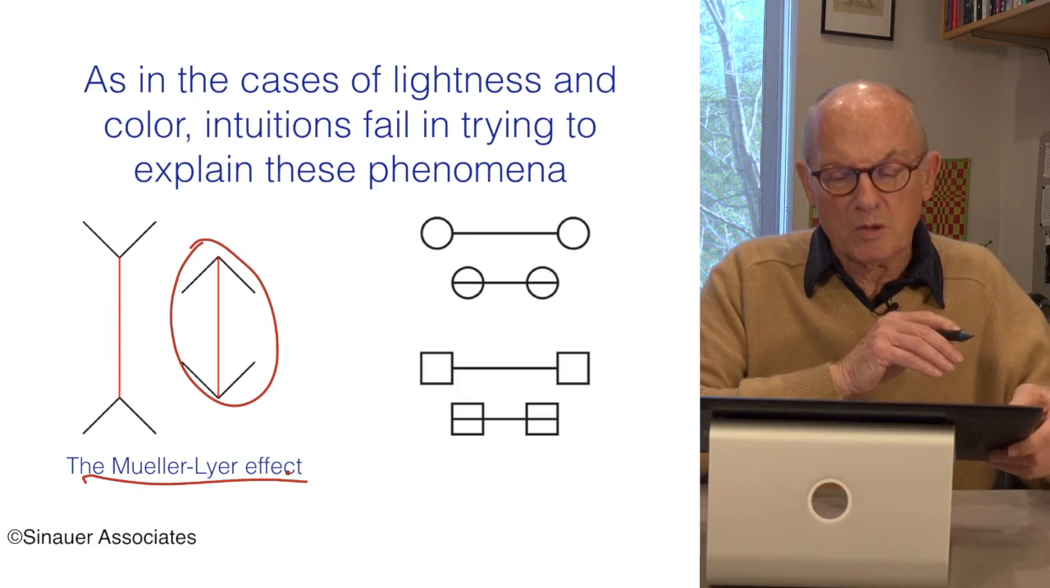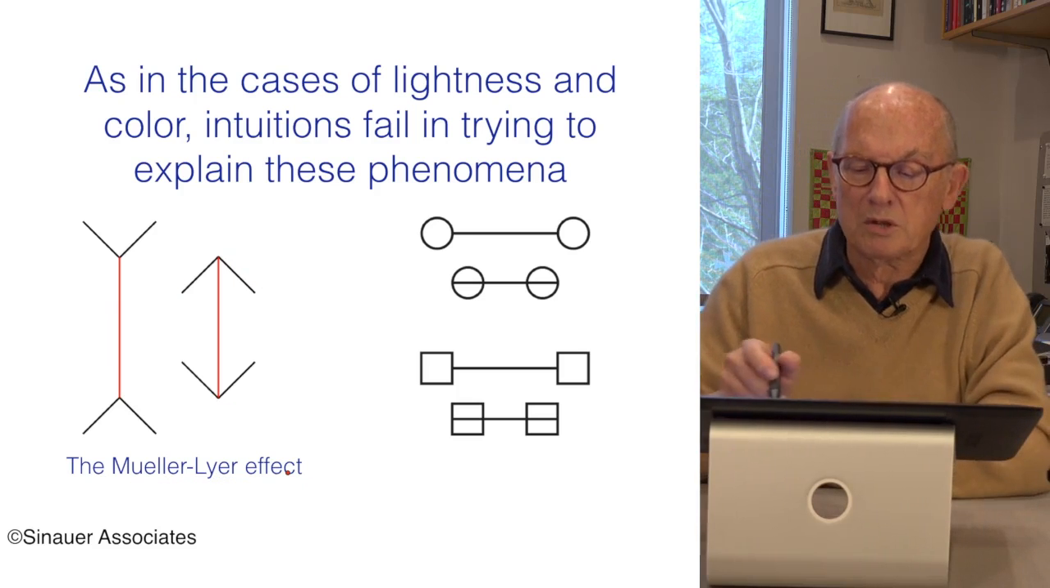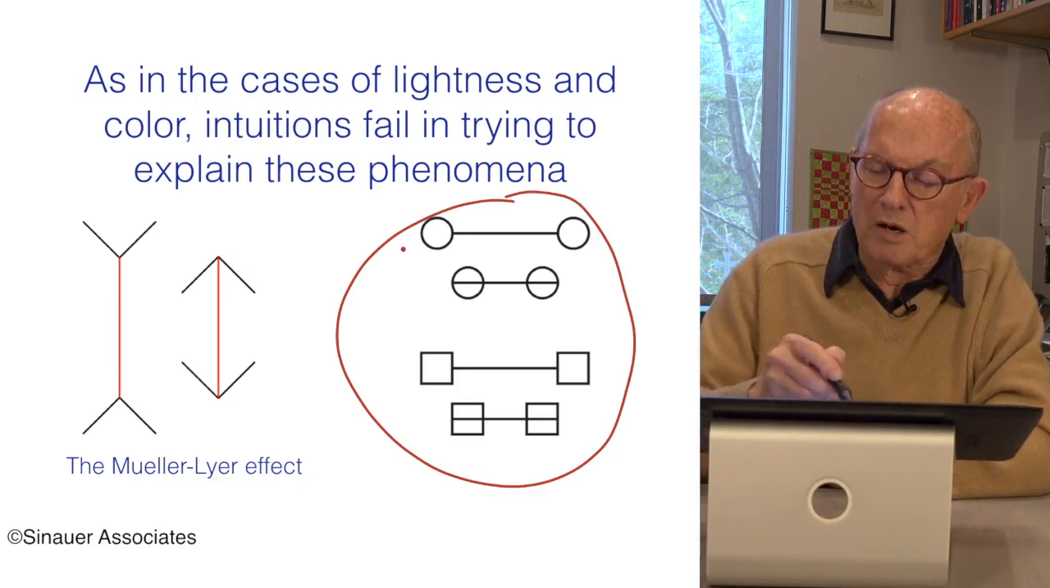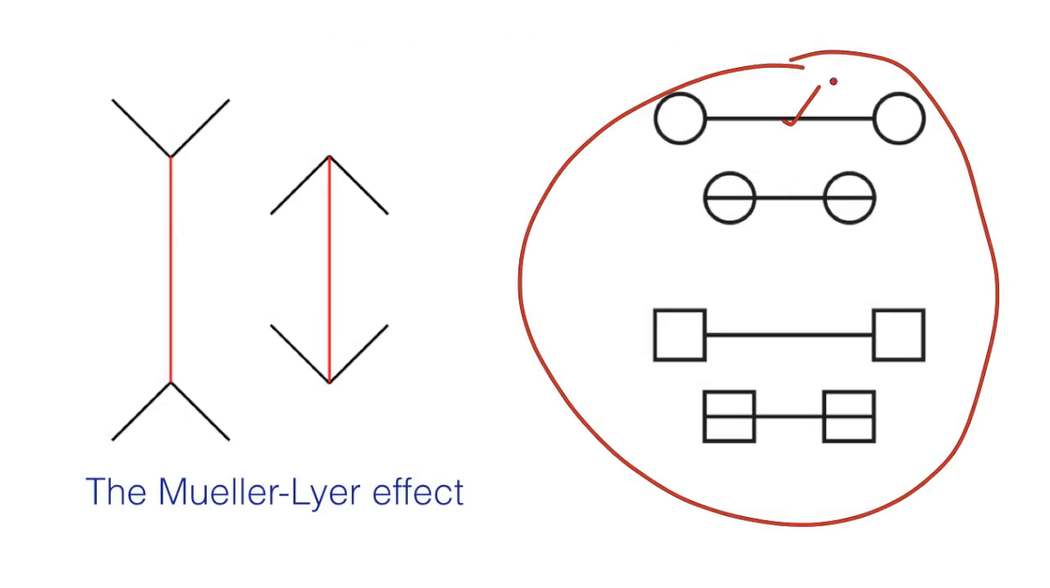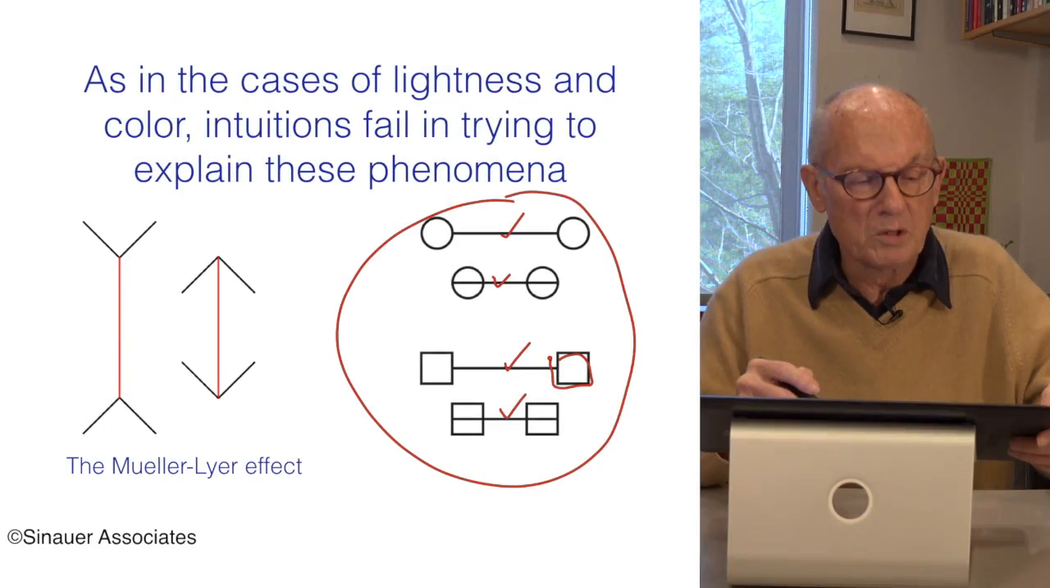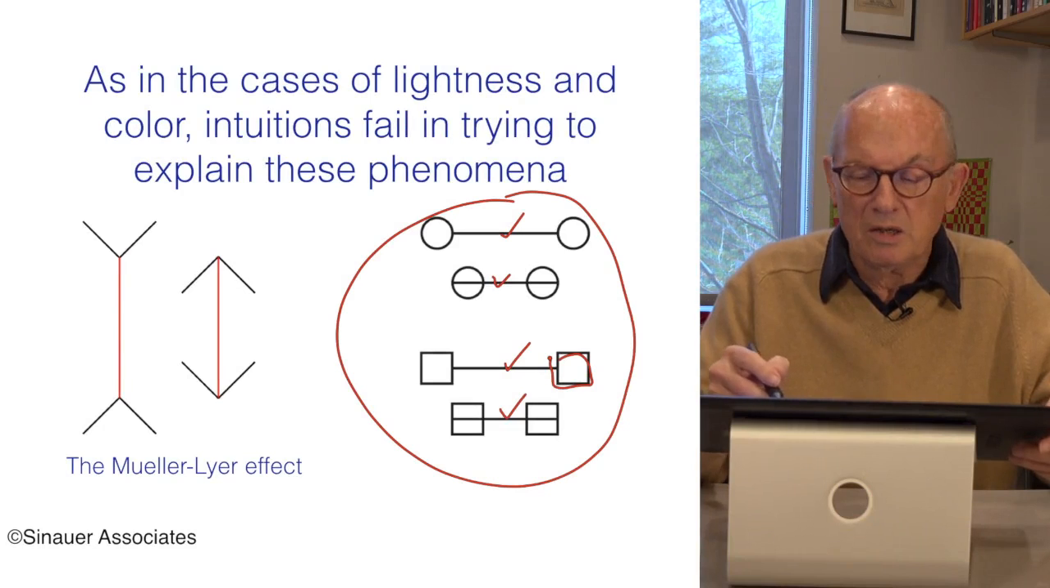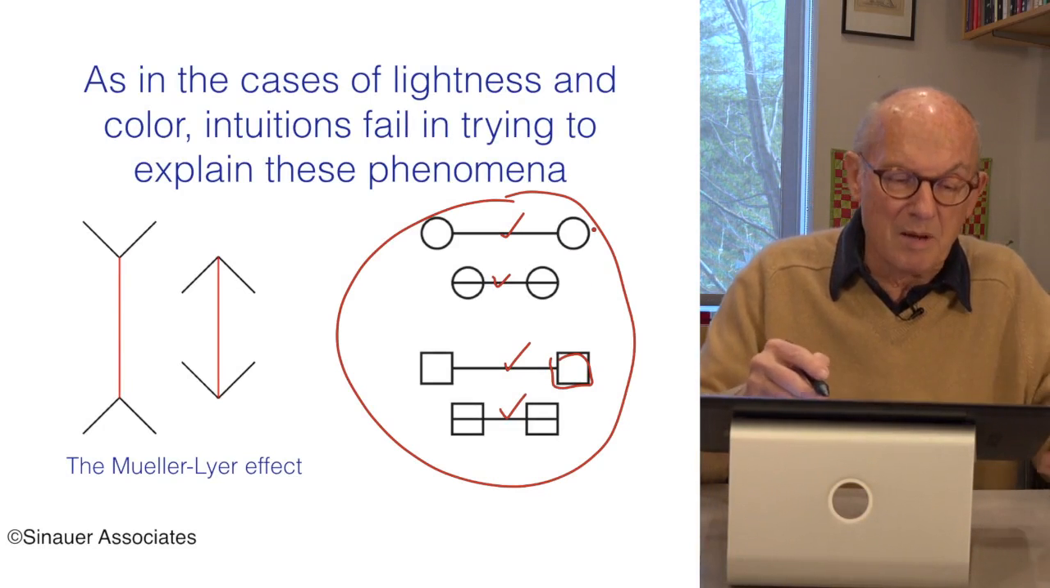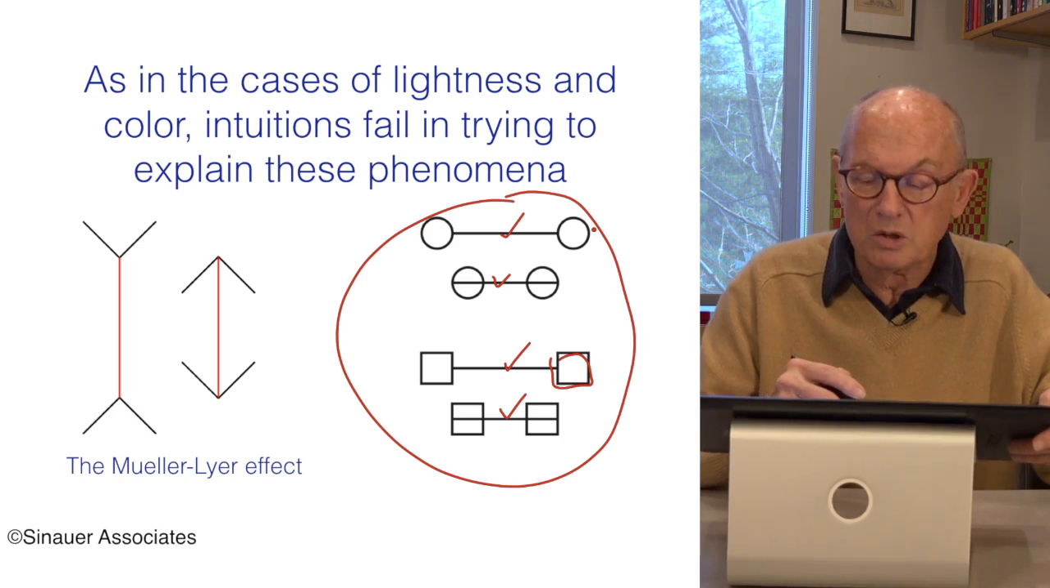But it's pretty easy to show that's not the case, because the Mueller-Lyer effect, seeing this line as longer than this line, occurs whatever you decorate the ends of the lines with. Circles in this case, squares in this case. Again, this line looks longer than this line. It doesn't make any difference what you put on the end of the line, as long as they are protruding in this case and overlapping in the second case. You're going to see the effect.